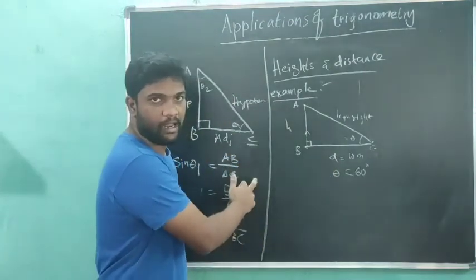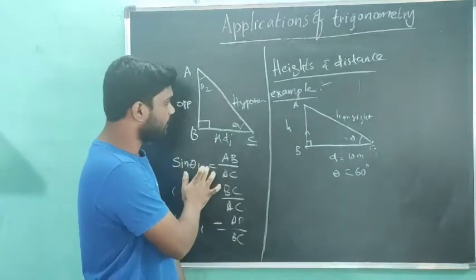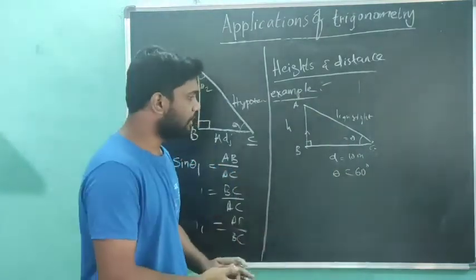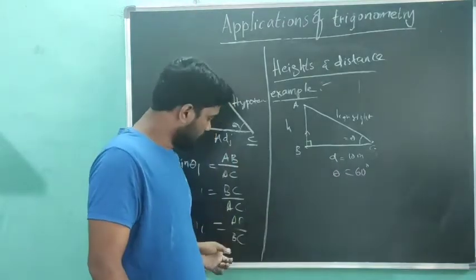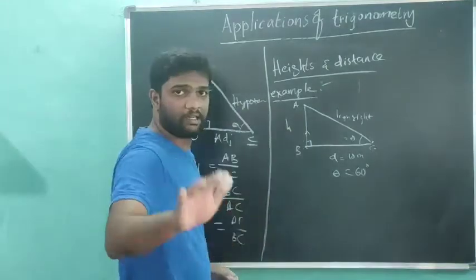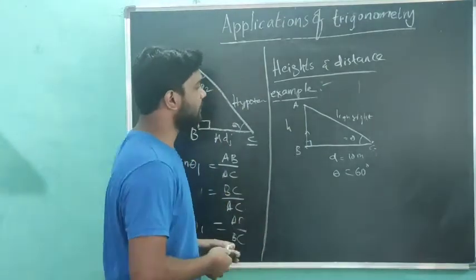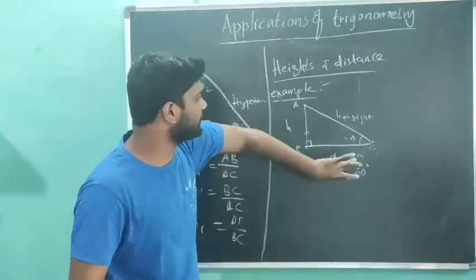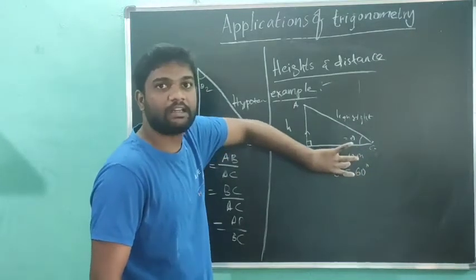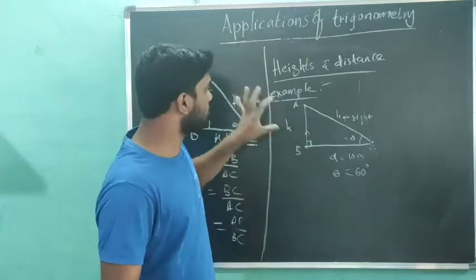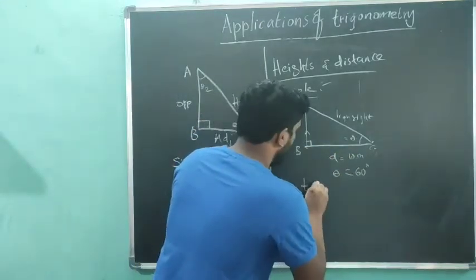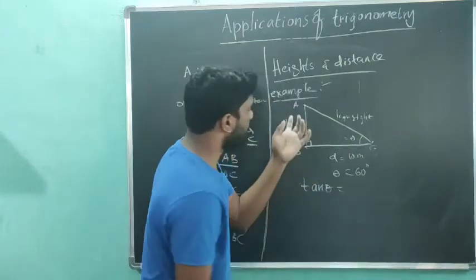What I told, by using these trigonometric ratios only we are going to find heights and distances. How are we applying them? We are applying them here. So what is the trigonometric ratio that includes the opposite side and adjacent side? Is it sin theta? Is it cos theta? No, tan theta only. Tan theta includes the opposite side and adjacent side. Very good. Here tan theta is equal to opposite side by adjacent side.